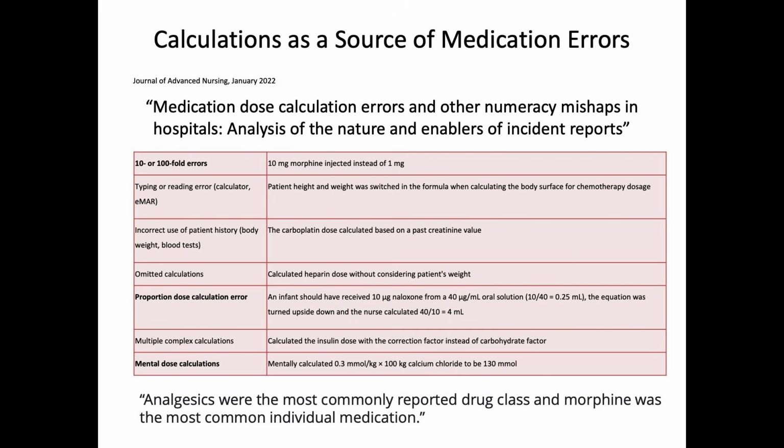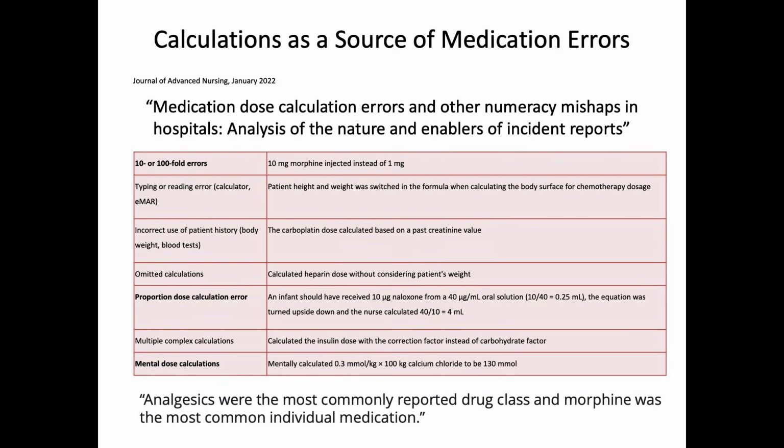Okay? Many drugs are dosed per weight. So 1,000 units of heparin per kilogram is not the same as just giving 1,000 units. It's 1,000 units per kilogram. So omitting the patient's weight can lead to medication errors. A big one, and I highlighted this, is the proportion dose calculation error. This is a common source because this is easy to confuse. So drugs have concentrations and they have units.